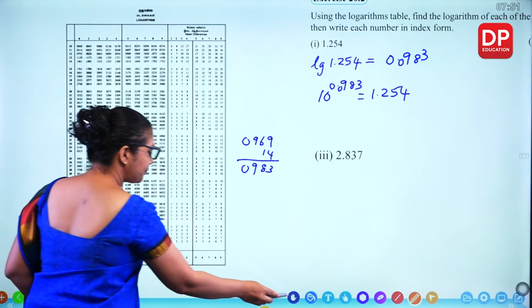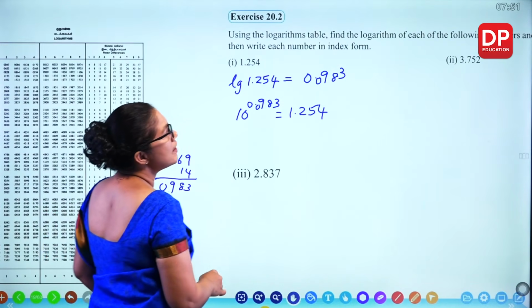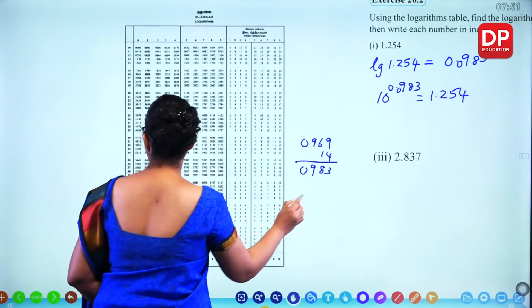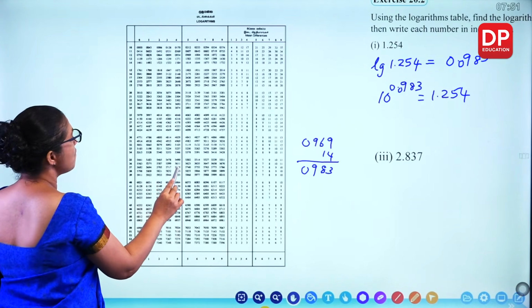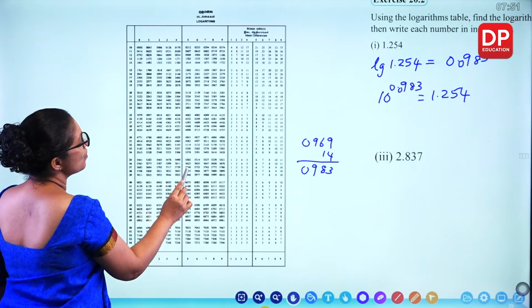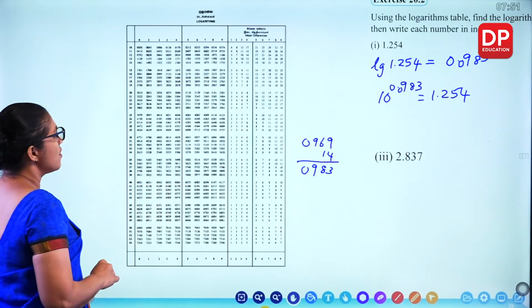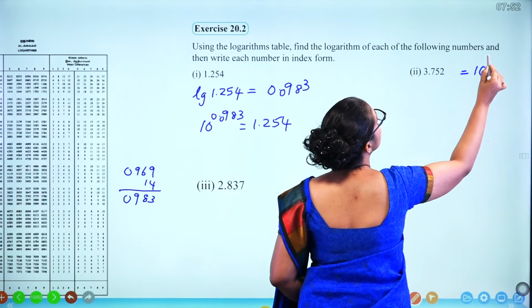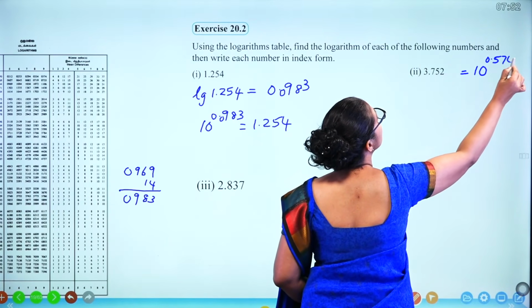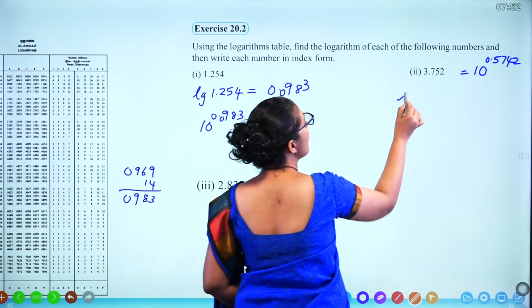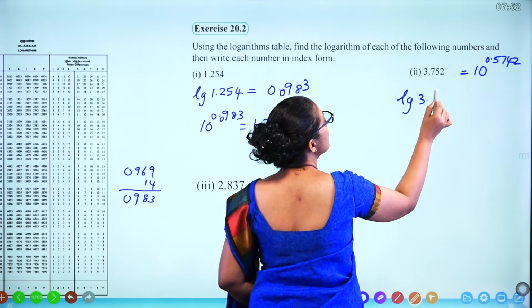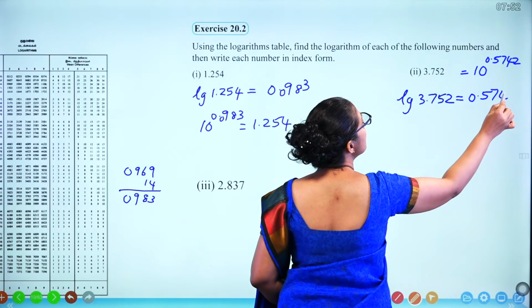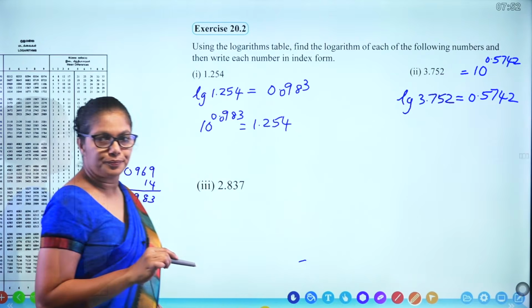Next one. 3752. 3752 from the first table. 3752. 2 is 2. 5742. So the logarithmic value we can write. Logarithm of 3.752, this one is 0.5742.